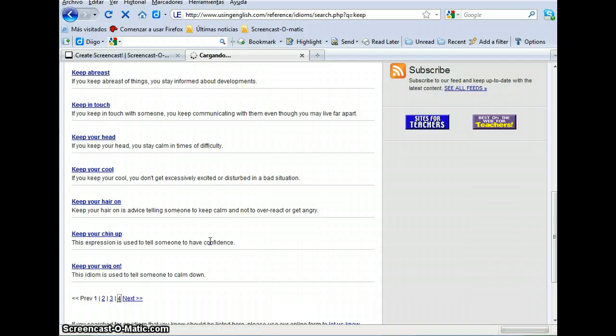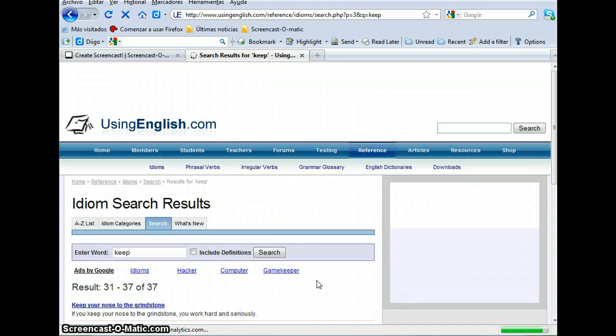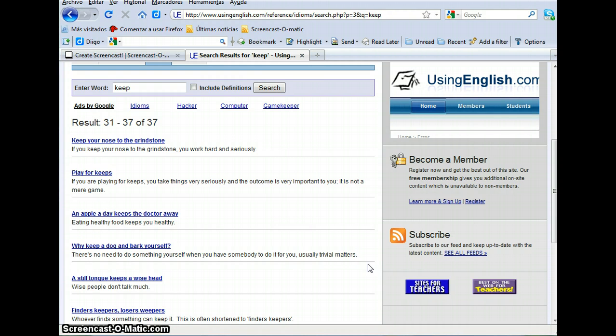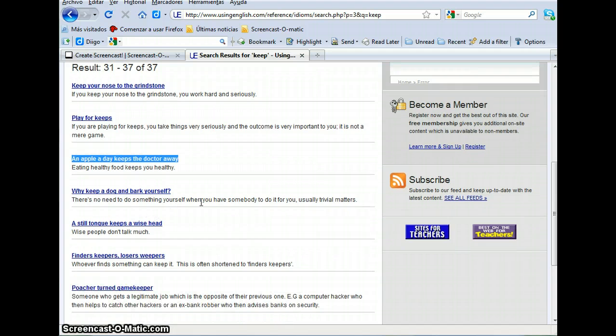We can look at some other ones here. But what you can realize is there really is a lot of stuff. You're going to be able to find a lot of idioms related to the words you're reading. Keep your nose to the grindstone is that someone who works hard and seriously. An apple a day keeps the doctor away. It means if you eat an apple, you will be healthy. Okay? This I hadn't heard of. Why keep a dog and bark yourself? There's no need to do something yourself when you have someone else to do it for you. Interesting. All right? So that's the idiom dictionary, and we'll take a look at the last one, which is Visuwords.